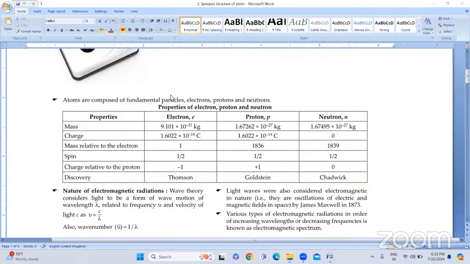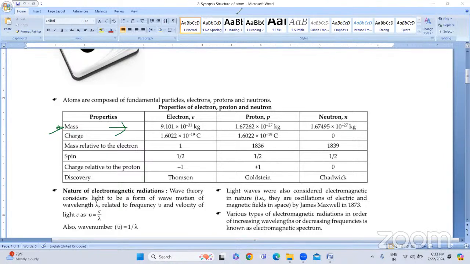Firstly, you have to remember the properties of electron, proton, and neutron. What are the different properties? You should remember the mass. The mass of the electron is 9.101 into 10 raised to minus 31 kg. Please note it down, some of the important points. Then what is the mass of the proton? 1.67 into 10 raised to minus 27 kg.